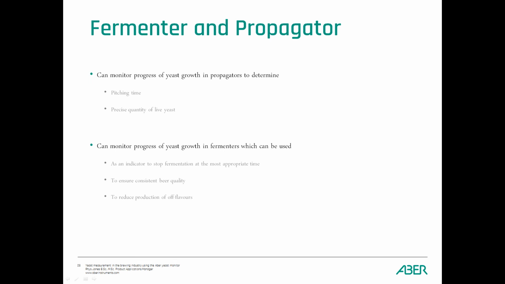Now finally, moving on to fermentation and propagation applications. These are somewhat less common than the pitching and cropping that we've just covered. However, both applications have been applied with success. In fermentation applications, the Aber monitor can be used both as a secondary reference to confirm the success or accuracy of the initial pitching via the Aber monitor, and as an indicator to stop fermentation at the appropriate time, thereby improving and ensuring product quality.